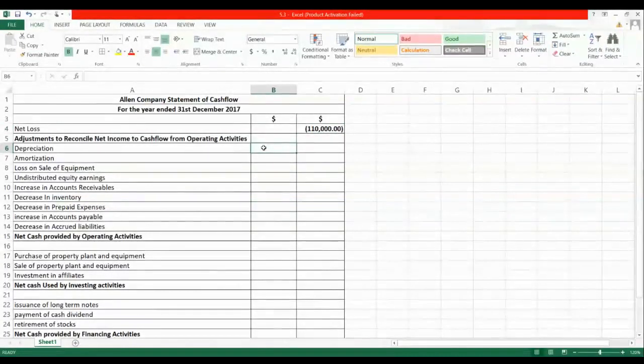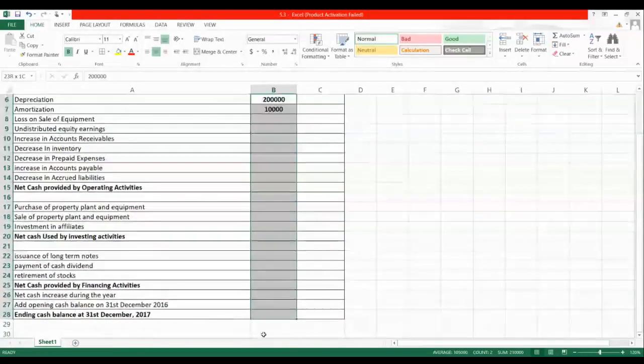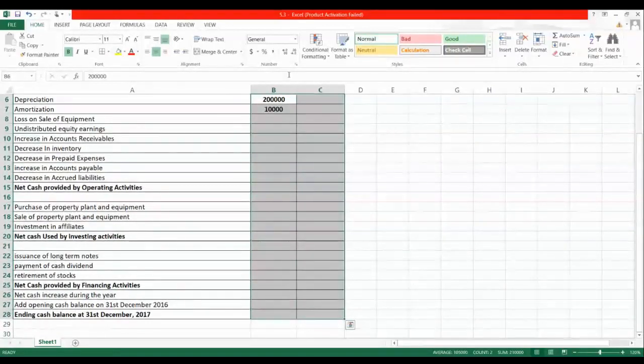Then we have calculated the depreciation when we were discussing. We took the factor of depreciation by using our cumulative depreciation account. So 200,000 was the depreciation. Then amortization, I explained you, it was for intangible assets. So 10,000 amortization expense. I'm adding it back because depreciation and amortization both are non-cash. It's better to highlight everything and use the comma for this.